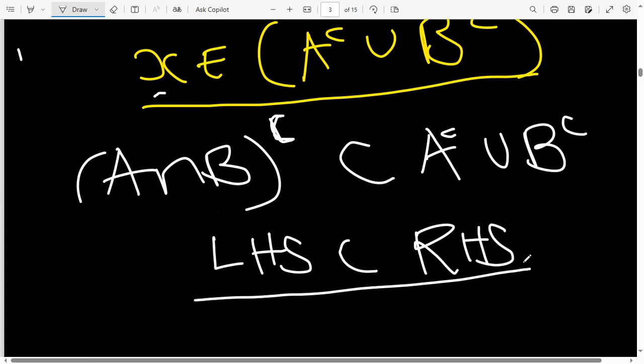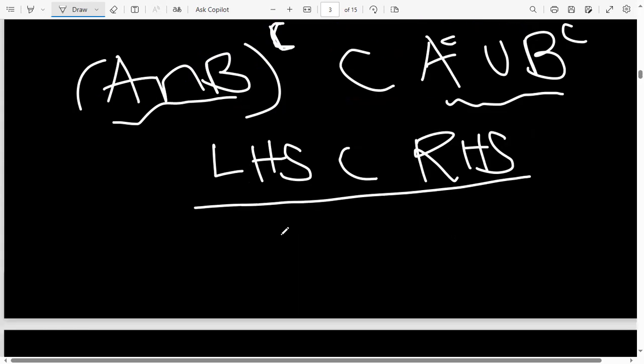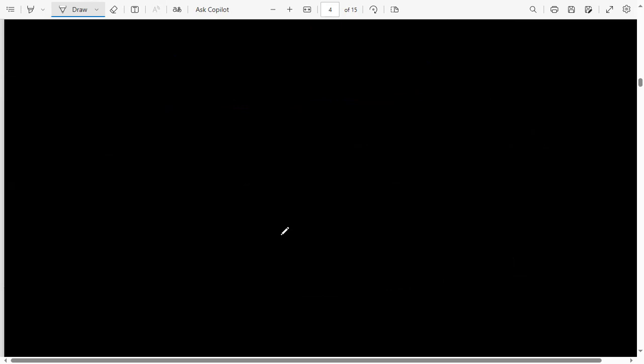Now the second part of the proof is to show that this right-hand side, this guy here, is also a what? A subset of this. If we're able to show that, then it means the left and the right are the same. Okay, so we have done the first part, and then let's go to the second part. So on the second part now, we are proving that the right-hand side is a subset of the left-hand side.